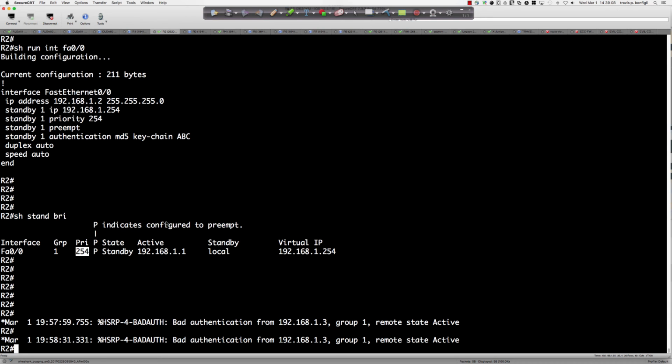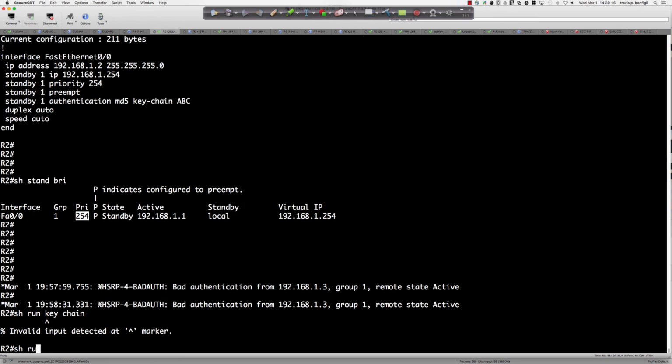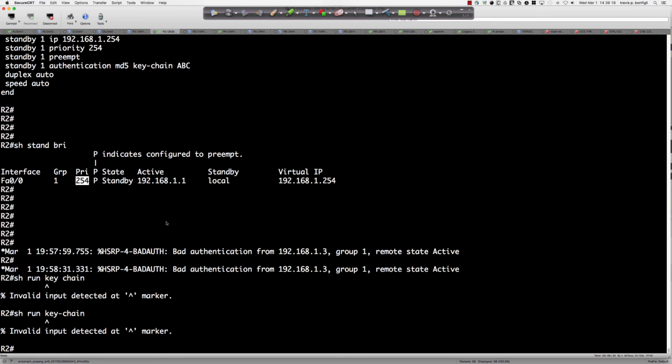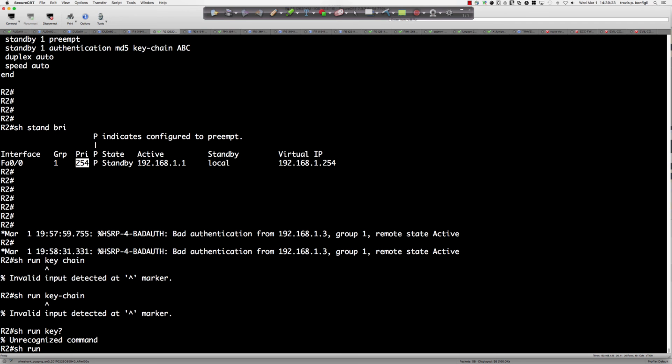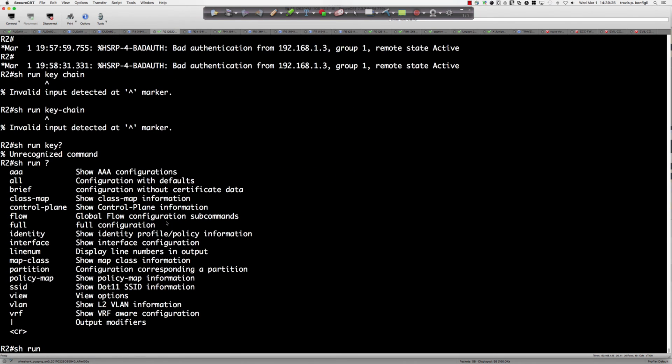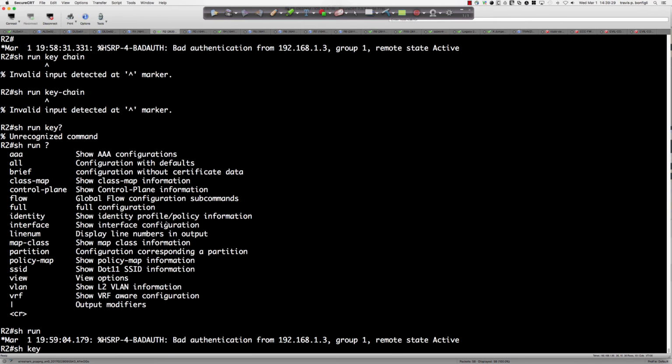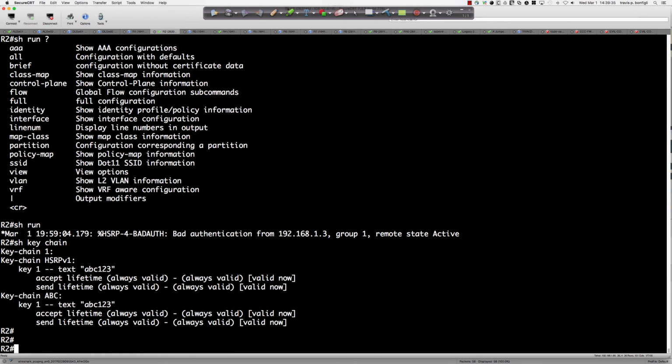And really what we need to do is, again, show run key chain. Is that show run key chain? Hold on. I'm drawing a blank right now. Not show run, I'm sorry. Show key chain. There we go. I was typing show run. I just wanted to show key chain.